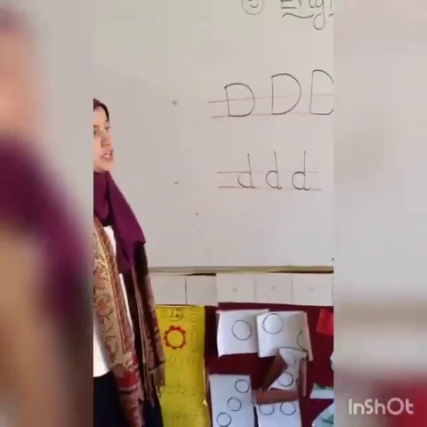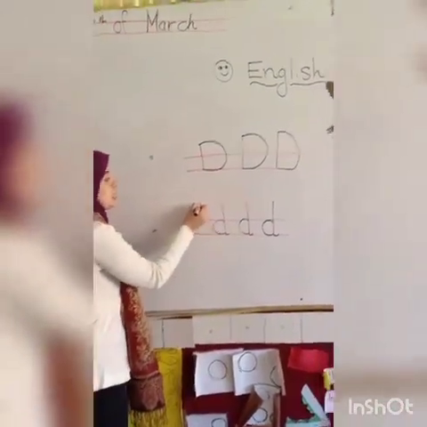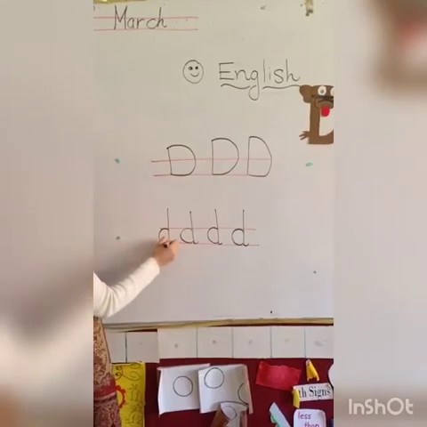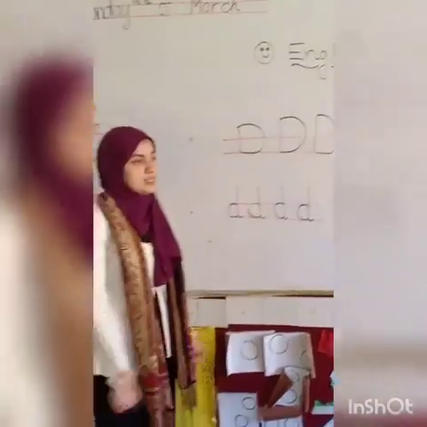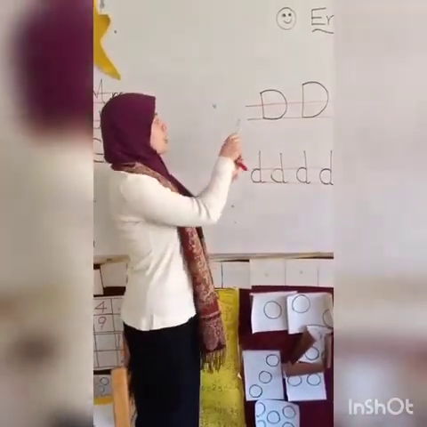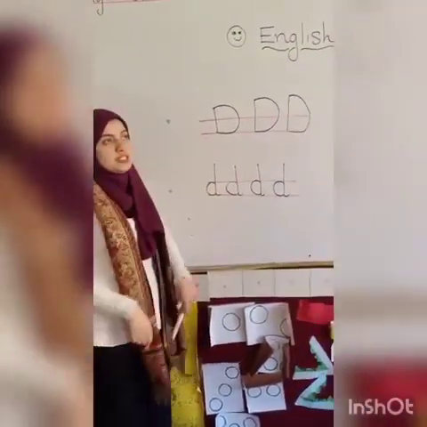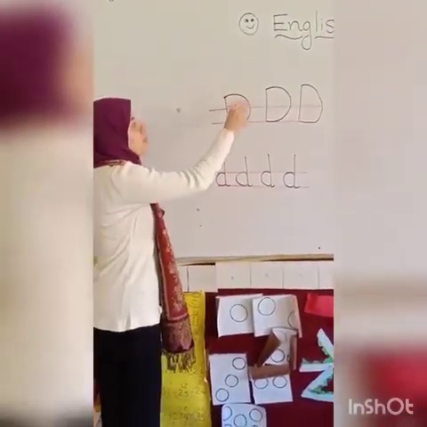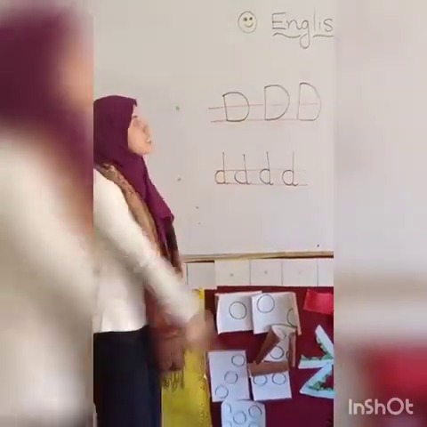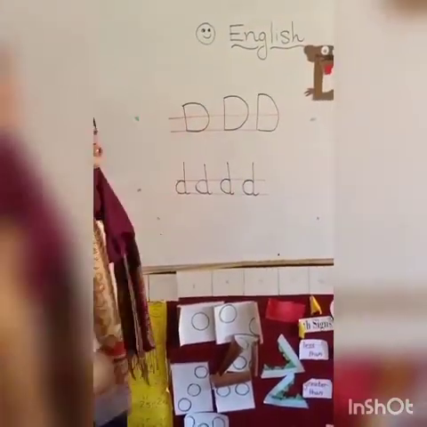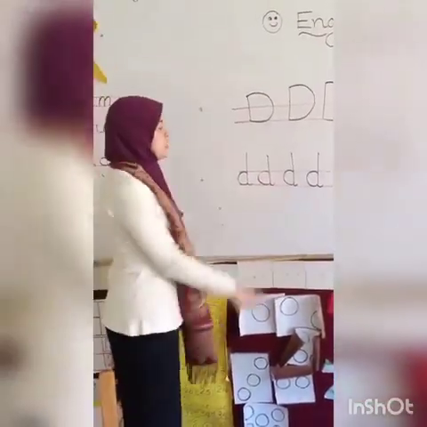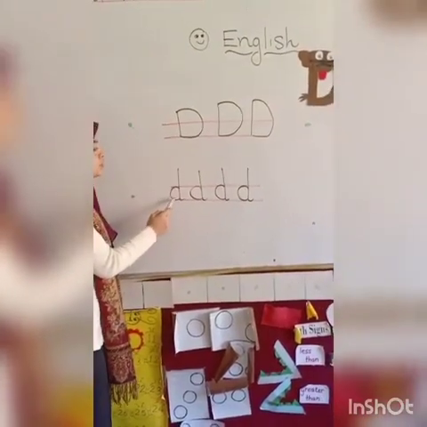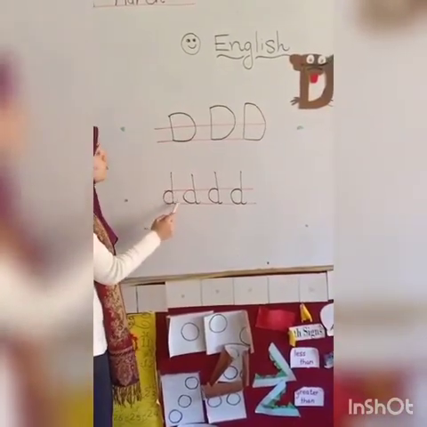How to write the small letter D? One more time. Line down, half circle between two lines and small tail. Excellent. Now we can write the capital letter D and the small letter D. Capital D: line down, big half circle. What about the small letter D? From the starting point we start, line down, half circle between two lines and small tail.